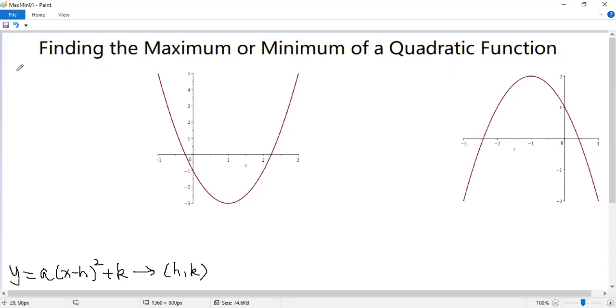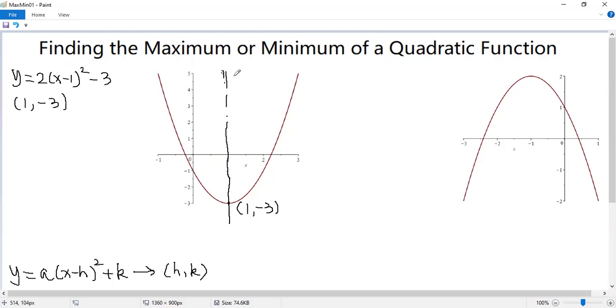Let's look at an example. y equals 2(x minus 1) squared minus 3. We know the coordinates of the vertex are (1, negative 3). And we also know the axis of symmetry is x equals 1. So the vertex is on the axis of symmetry.